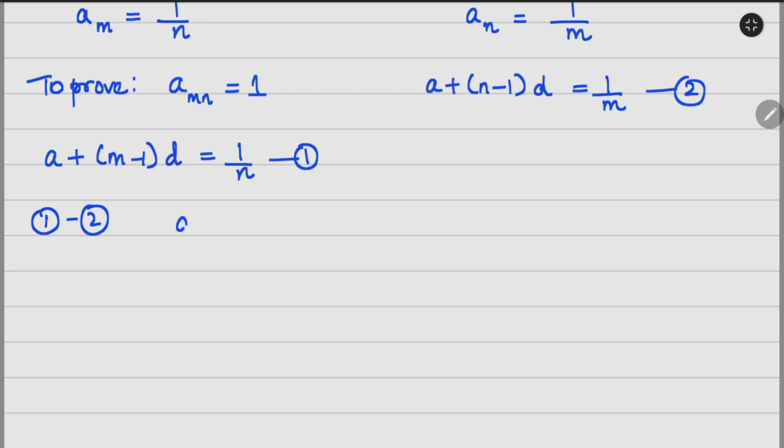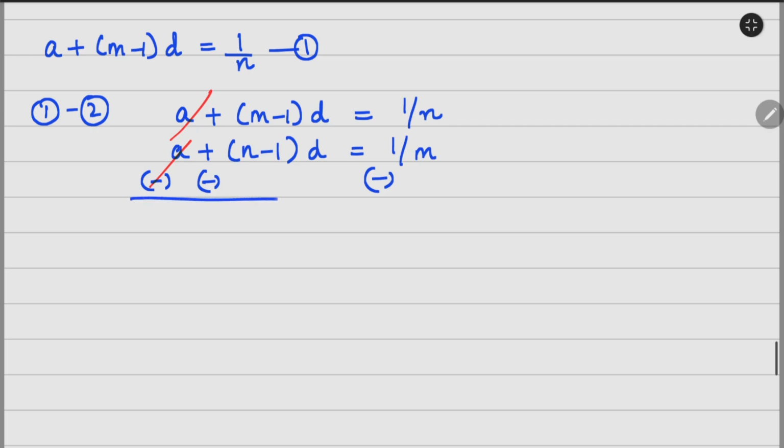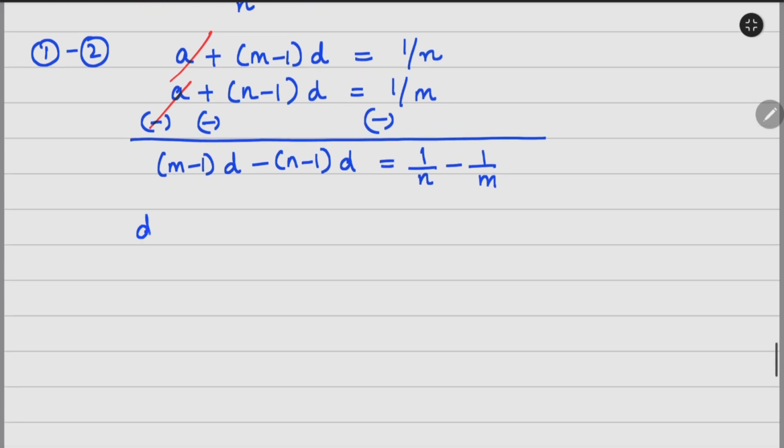Equation 1 minus equation 2. So a plus m minus 1 into d is equal to 1 by n. Equation 2 is nothing but a plus n minus 1 into d is equal to 1 by m. When you are subtracting, you have to change the sign. So plus becomes minus, minus becomes plus. Now you can cancel a with minus a, as we did in the previous question. So you have m minus 1 into d minus n minus 1 into d is equal to 1 by n minus 1 by m. Let's take d common out.